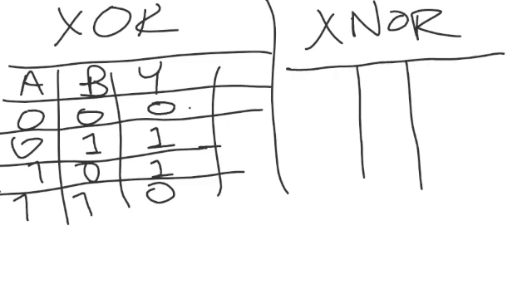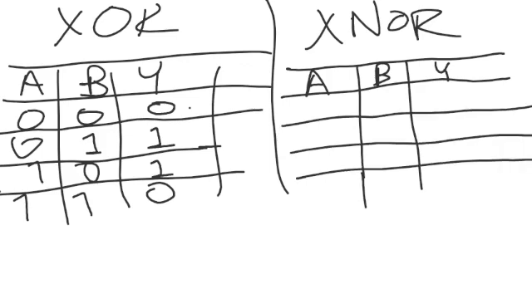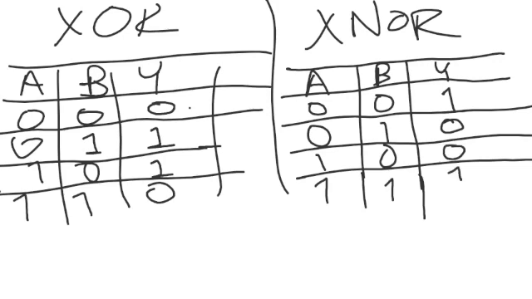For exclusive NOR, 0, 0, 0, 1, 1, 0, 1, 1. In this, it has to be even numbers. So 0, 0 is even, so the output is going to be 1, on. 0, 1 is odd, so the output is going to be 0. Odd numbers, 0, even numbers, 1.